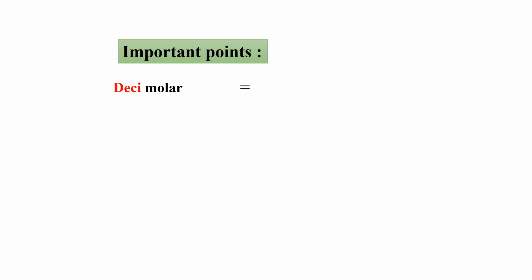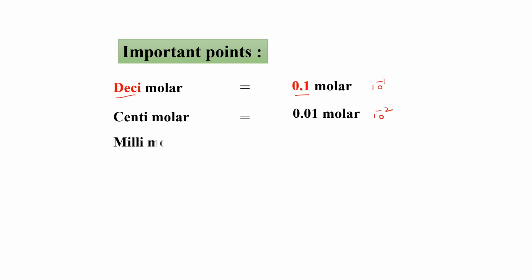Next, some important points you need to mention here. In examinations, they generally don't say 0.1 molar, 0.2 molar like that. They use a word here: decimolar. Deci means 0.1, that is 10 to the power of minus 1. Centimolar means 0.01, that means 10 to the power of minus 2. Millimolar means 0.001, that means 10 to the power of minus 3.